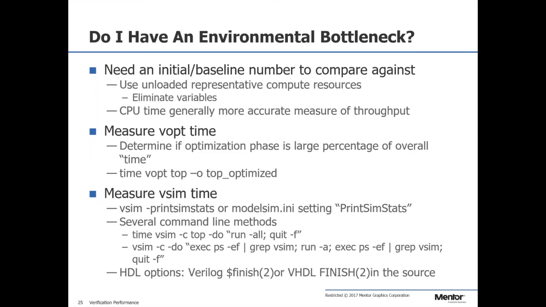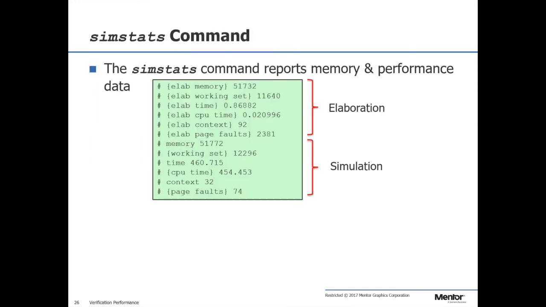There is a command that we have called SimStats. If at the end of your simulation, before you terminate, you say SimStats, it'll print out this little thing. Or you can give an argument to vsim: vsim -printsimstats. And then before the simulation terminates, it'll print out this.